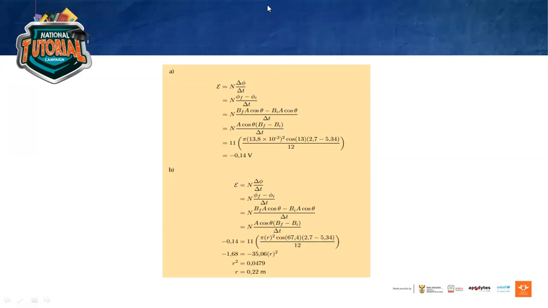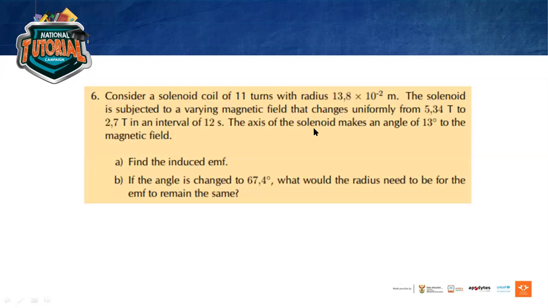Okay, any questions there? Because it's going on the, it's an opposing current. Okay, and then now we move to B. In B, remember I mentioned to you guys that in B, what they want is the radius, but they want the EMF to remain the same.